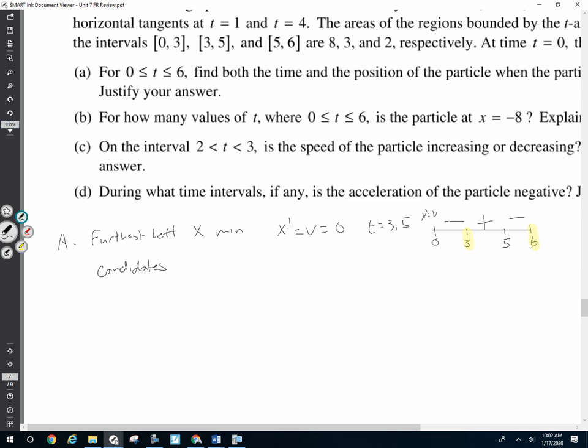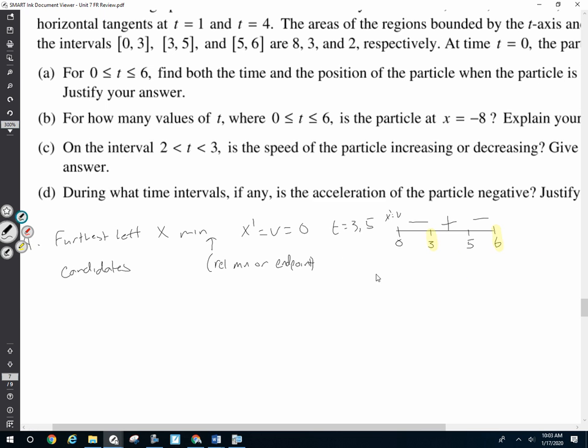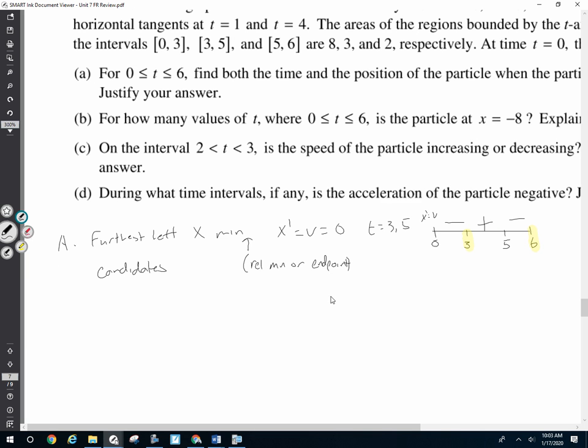Now, for justification, this is a little bit tougher. You've got to say the furthest left is when x is a min, and then your justification would be at a relative extrema, relative min, or an endpoint. You could also explain why 0 is not a candidate, why just 3 and 6 are. But it's probably easier to say, okay, relative min at x equals 3, because x prime changes sign from negative to positive.